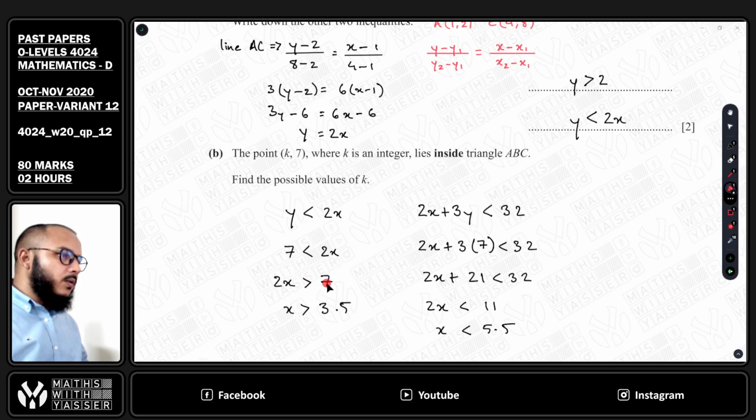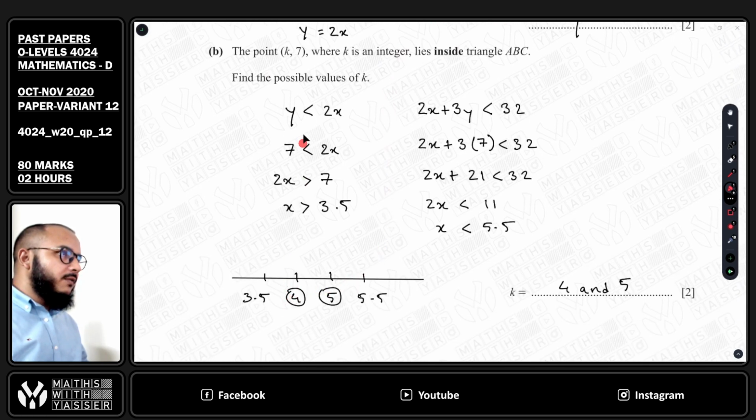So 2x is now greater than 7 if I simply rearrange the equation. That will give me x is greater than 3.5. And for this, it will become 2x plus 21 less than 32. Or I can say 2x is less than 11. Therefore, x is less than 5.5. We must make sure that the value of k is an integer. So the possible values of k: x is greater than 3.5 and less than 5.5. So the integer values between 3.5 and 5.5 are 4 and 5. So these are the possible values of k which lie inside the triangle ABC.